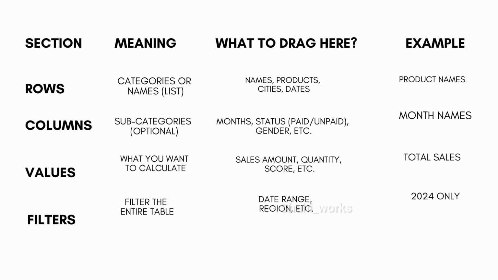At last, filters. It helps us to filter the entire table. Where can it be used? It can be used for date, range or regions, etc. For example, 2024 only. If you want only a particular range or particular date, you can use this filter option.